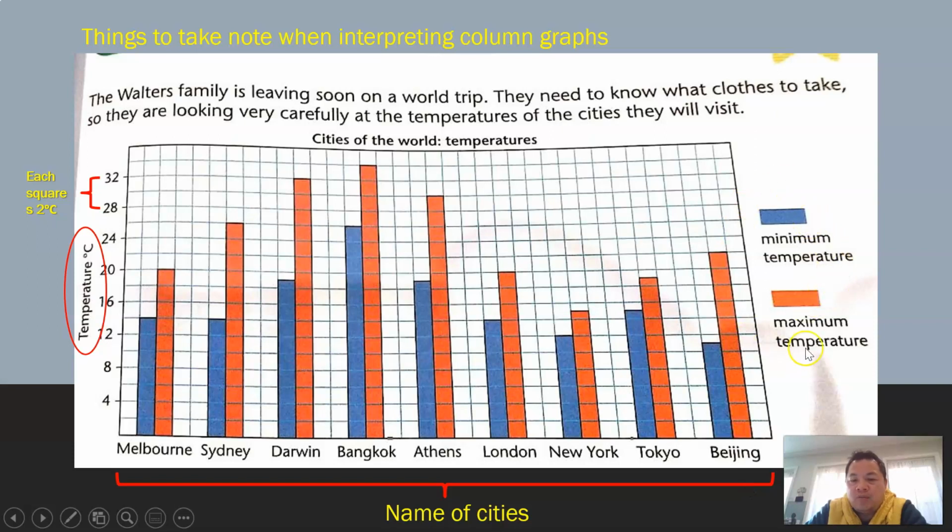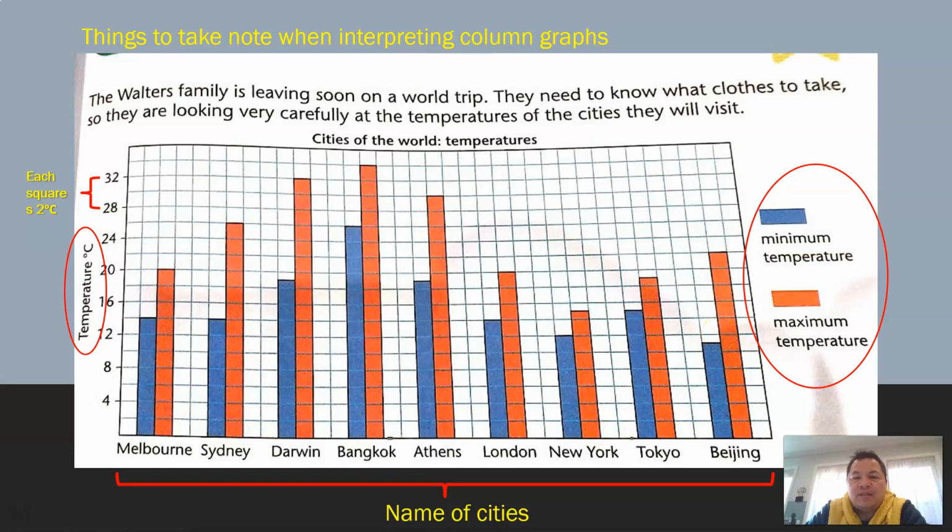Then the other part here will be the legend. The legend tells us that the minimum temperature is represented in blue, and the maximum temperature of each city is represented in orange. So there are two temperatures given, and whatever you see, this is the lowest temperature and this is the highest temperature. So whatever you see here is known as the difference in the temperature.